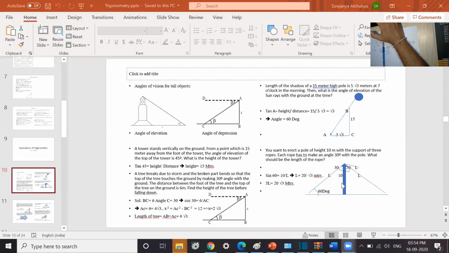Sine 60 is equal to 10 by L. So L is equal to 10 by sine 60, which is 10 by root 3 by 2. So 20 by root 3. So like that I have 3 ropes. 3 into 20 by root 3 is 20 root 3. That is the length of the rope required.